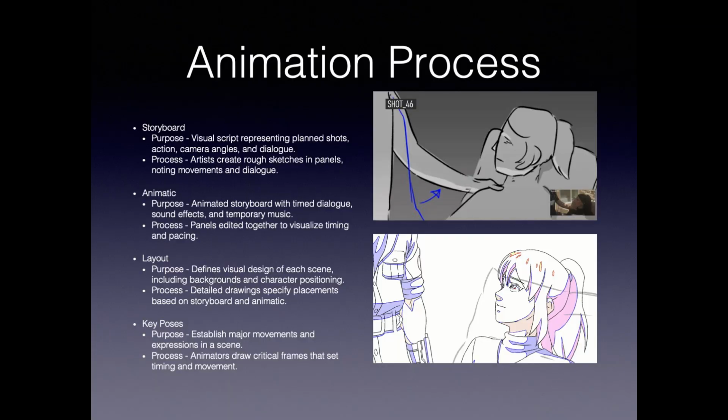Once the animatic has been locked in, you get into what's called the layout phase. In this phase, you're only drawing one single frame to represent the entirety of the shot. So if you want to think of it in any way, it's a more specific storyboard, right? It gets into more of the finer details that were roughly represented with the storyboard. In the next phase, called key poses, this is where you start to define the major movements and expressions within that particular shot.